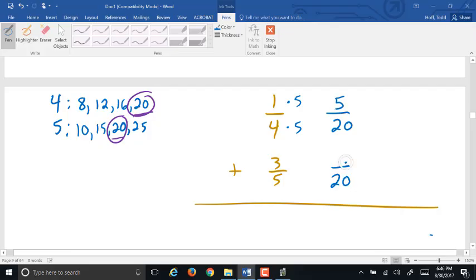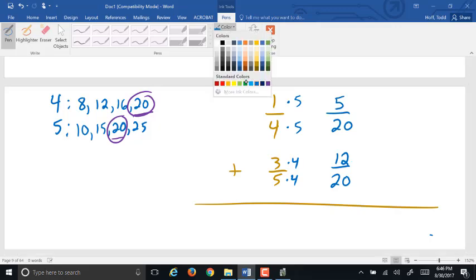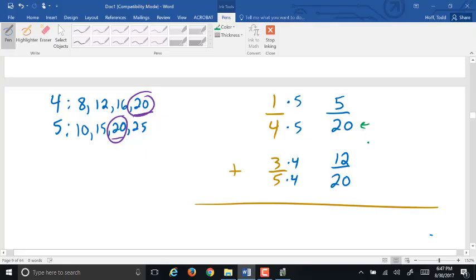What's this numerator here going to end up being? 12. Perfect. 5 times 4 to make 20, so we have to do 3 times 4 gives us 12. Now that we have a common denominator, we can go ahead and add. Now remember, when we add, we combine the counts, or we combine the numerators. 5 and 12 make 17, and we keep the same name of 20. We keep the common denominator.